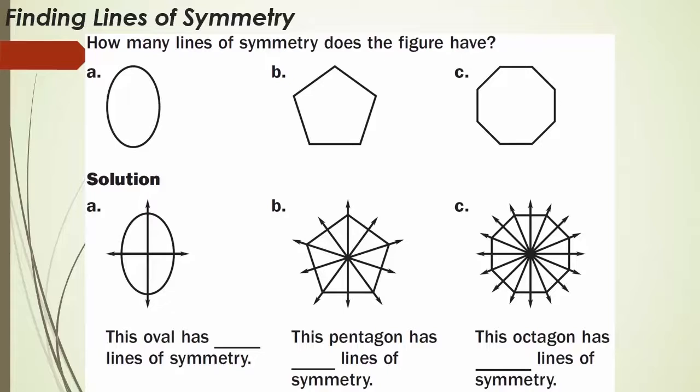In our first one, we have an oval, and if you look at it, we can fold it in two different ways evenly over the line of symmetry. So this oval has 2 lines of symmetry. The pentagon has 5 lines of symmetry, so there are 5 ways that we could cut the pentagon in half and fold it over the line of symmetry so that all of its points match up. And finally, the octagon has 8 lines of symmetry, meaning you can cut the octagon in half 8 different ways and fold it over the line of symmetry so that all the points line up.